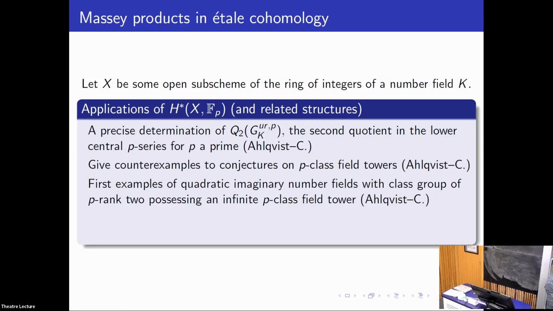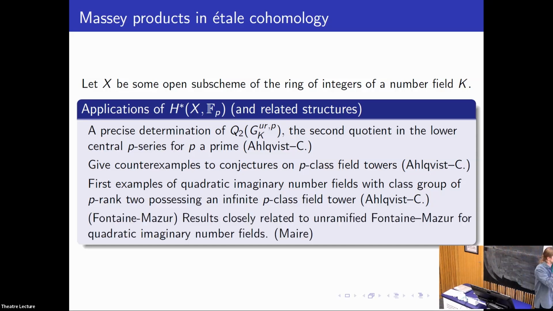If you don't understand all the terms here, it's fine, I'll explain them soon. These things are not a priori related to Massey products. They're proper number-theoretic objects. And lastly, there are some applications to the Fontaine-Mazur conjecture, or the unramified Fontaine-Mazur conjecture, and this is due to Questel-Mer. So these are 4 applications. I will focus on these 3 applications, but I will mostly focus on these 2. This one is interesting, but I will not focus on it.